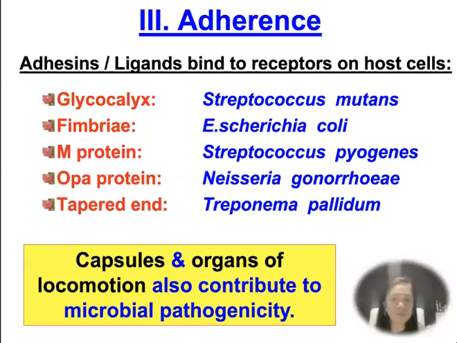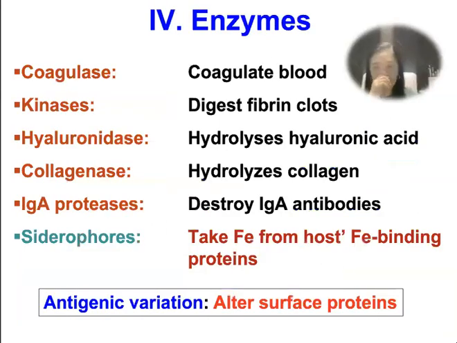And of course, if they have organs of locomotion like flagella or axial filaments for the spirals, these factors would contribute to their ability to become disease-causing. Okay? And syempre, aside from the fact that they are able to enter, exit our body, adhere to the body, they're also able to damage our cells because of the enzymes that they produce.